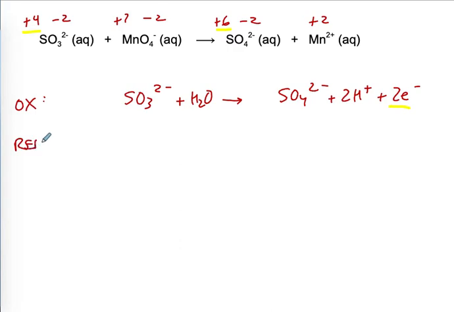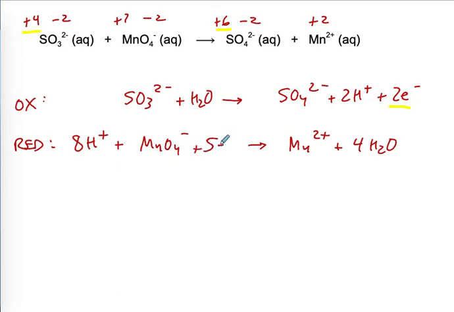For the reduction half reaction, I will show permanganate anions being reduced to manganese 2+. I will balance oxygen by putting 4 water molecules on the product side. Then I have to balance hydrogen by putting 8 hydrogen ions on the reactant side. And then to balance charge, I need to add 5 electrons. Once again, the electrons in the reduction half reaction must be on the reactant side because reduction is a gain of electrons, and the number of electrons gained must be equal to the decrease in oxidation number, which it is, from +7 to +2. Everything looks fine.